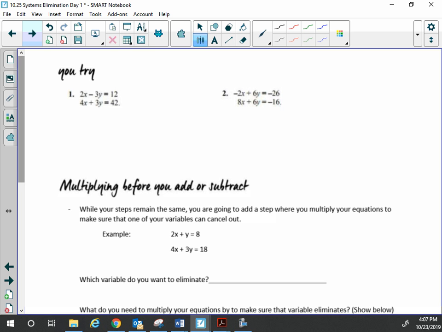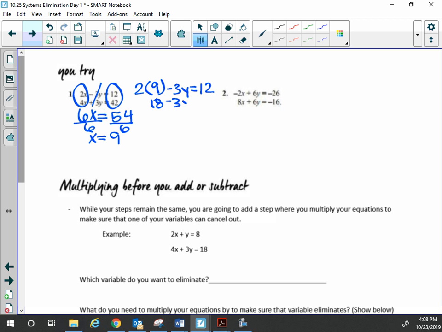Okay, so you should have decided that you don't need to manipulate anything because y is already set to eliminate. So when I combine my other terms, I've got 6x equals 54. So that means that x is 9. So go back. 2 times 9 minus 3y equals 12. So 18. Subtract 18. And I will divide both sides by negative 3. y is 2. So your solution is 9, 2.